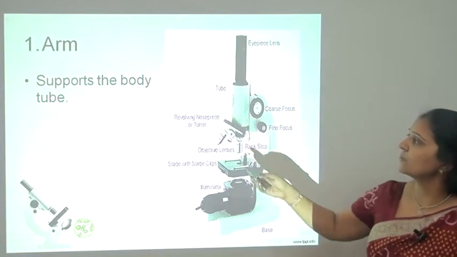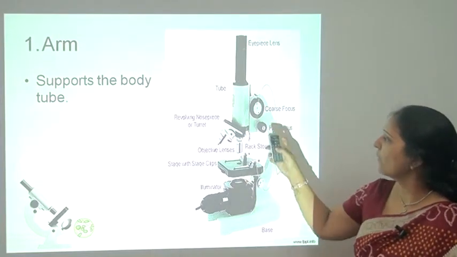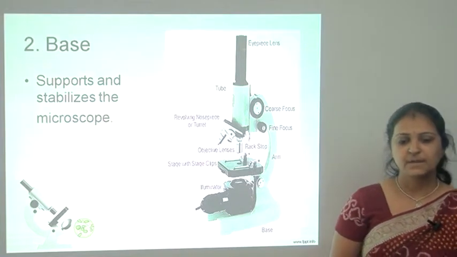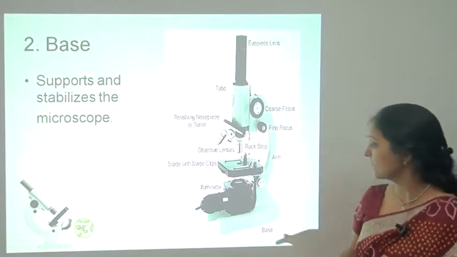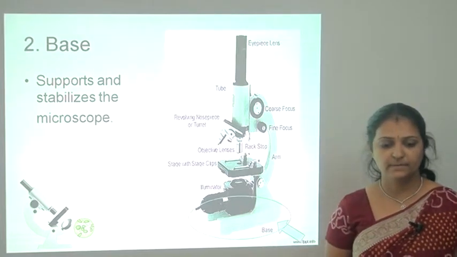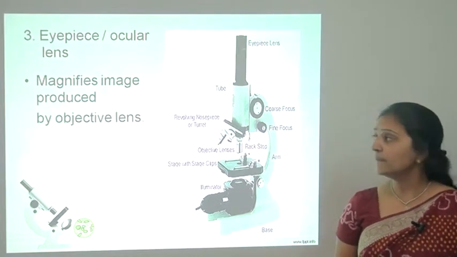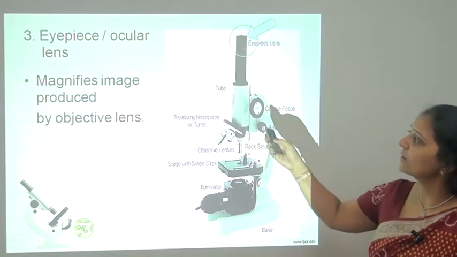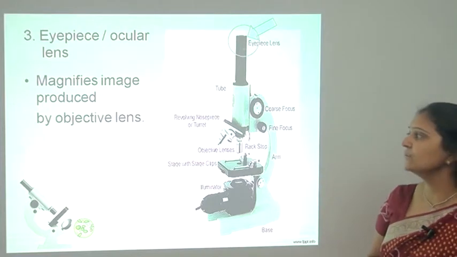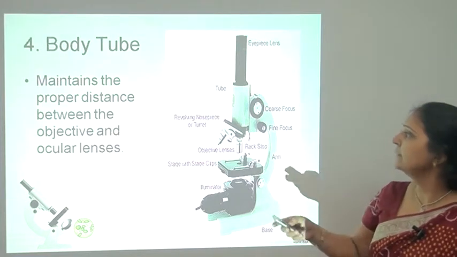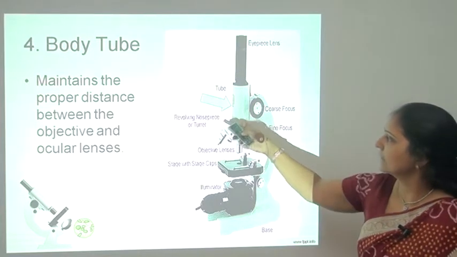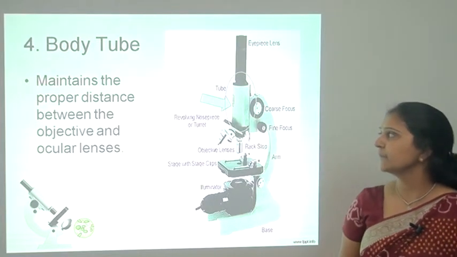The first part of the microscope is the arm, which is used to support the body tube. The second part is the base, which supports and stabilizes the microscope. Here is the base. The third part is the eyepiece or ocular lens. Here you can see the eyepiece. It magnifies the image produced by the objective lens. Then the body tube. It maintains the proper distance between the objective and the ocular lens. This is known as the body tube.